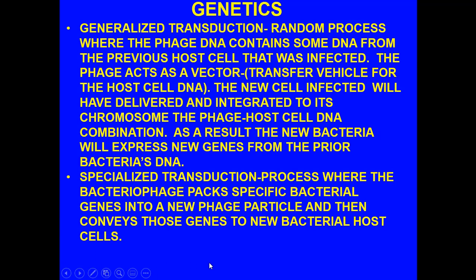Now, generalized transduction, this is a random process, meaning whenever you take phage DNA, it contains some DNA from the previous host cell that was infected. The phage acts as a vector, a transfer vehicle for the host cell DNA. The new cell infected will have delivered and integrated into the chromosome the phage host cell DNA combination. As a result, the new bacteria will express new genes from the prior bacteria's DNA.